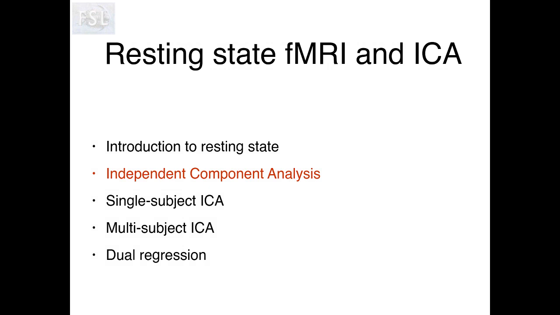In the next talk, we will apply ICA to the fMRI data from a single subject as a pre-processing step in order to separate true neuronal signal from all of the noise that we know is present in fMRI data. And then in the later talk, we will use ICA at the group level to identify whole brain resting state networks, which we can use as the basis for group analyses.